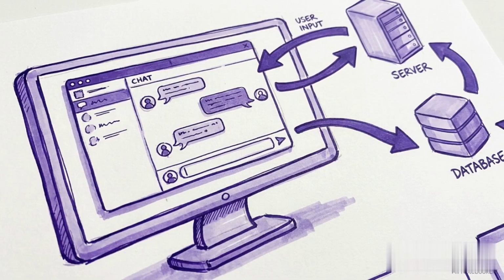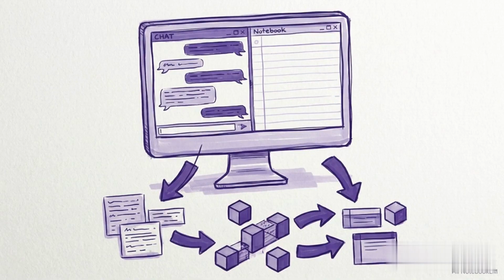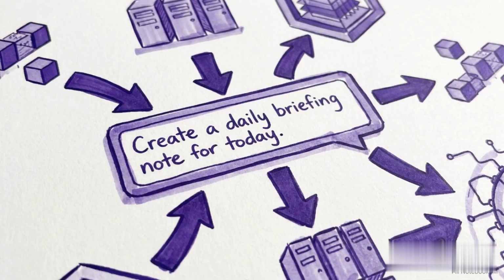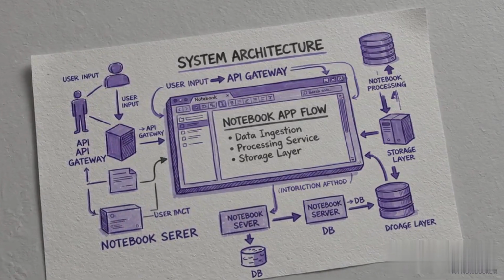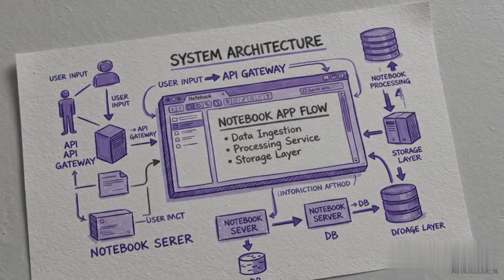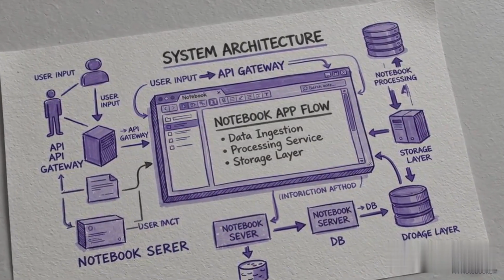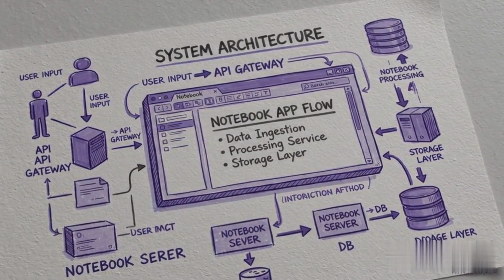Let's test the connection. Arrange your screen so the OpenClaw chat is on one half and your empty Obsidian vault is open on the other. In the OpenClaw chat, type, "Create a daily briefing note for today. Include a template for my tasks and a section for meeting notes." The agent processes the request for a few seconds. Then, it instantly generates a brand new Markdown file inside your previously empty Obsidian vault.